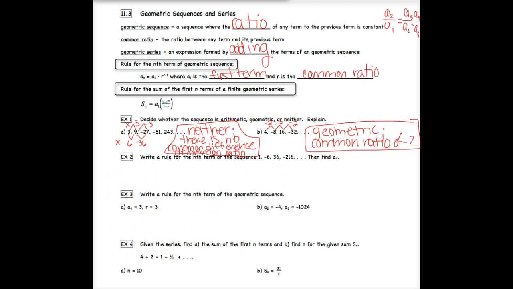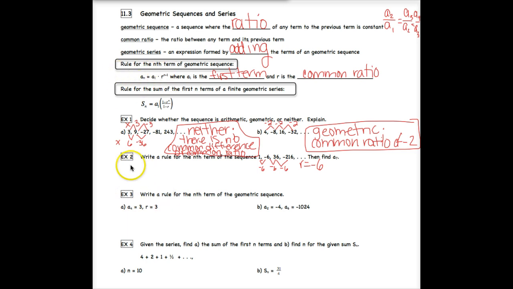All right, example 2: write a rule for the nth term of the sequence, then find a sub 7, the 7th term. So I look at this and first I want to make sure that it fits into this rule. So is it geometric? Negative 6 divided by 1 is negative 6. 36 divided by negative 6 is negative 6. Negative 216 divided by 36 is negative 6. So it is geometric. There's a common ratio of negative 6.